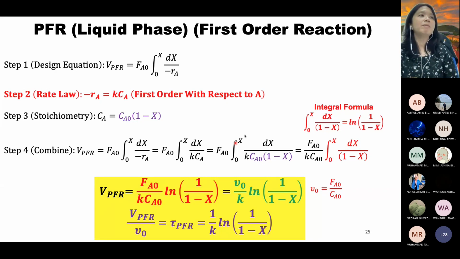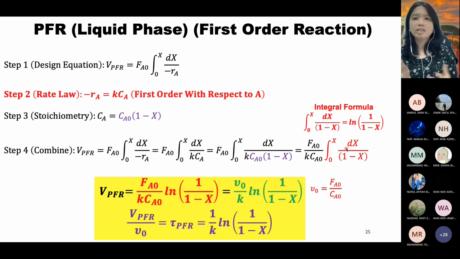Okay, lepas tu dalam pengamiran ni, anything yang tak ada kaitan dengan X, ataupun anything that is not X, kamu bawa keluar daripada bahagian pengamiran sebab dia takkan dikamirkan terhadap X. Dia adalah pemboleh ubah yang takkan berubah terhadap X. So we take out the K and CA naught outside of the integral part. So dia akan menjadi FA naught per KCA naught. And now the integral part, pengamiran part hanya remains 0 to X dX per 1 minus X. Okay, so this one is mathematics, right? Kita kena tahu pengamiran dia.